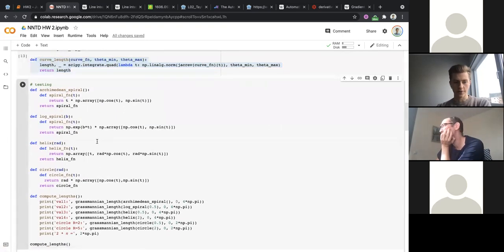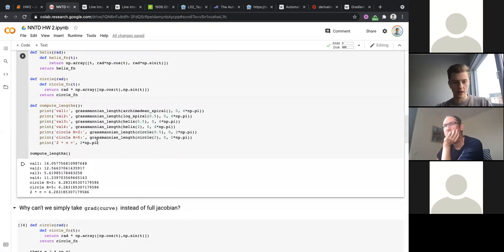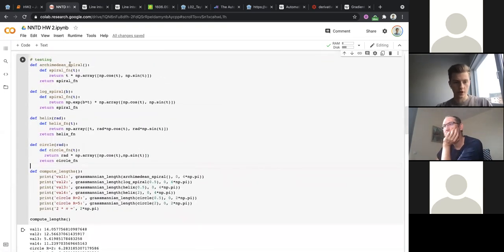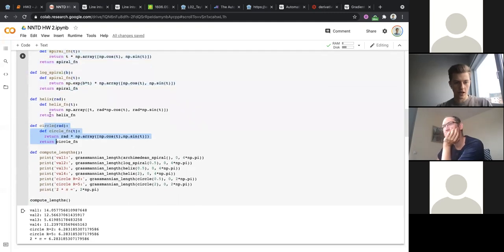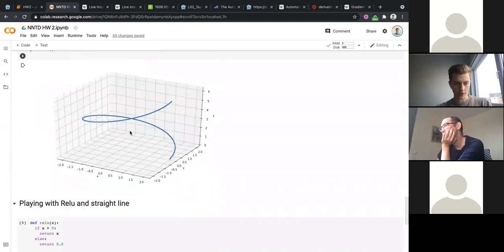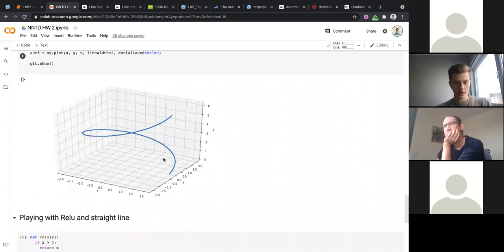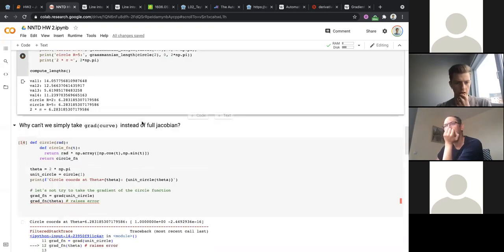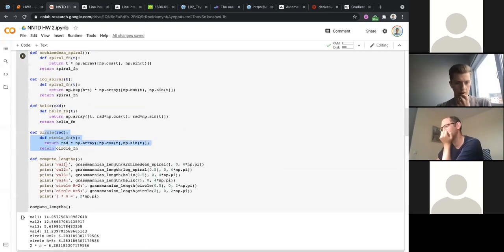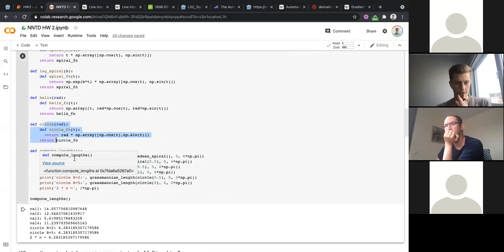So that was a lot of theory. In the end, we have some shapes here: some Archimedean spiral, log spiral, helix, and circle. I can show later how these look. You know how a circle looks, and I have a picture here of how a helix looks. It is basically also a spiral that goes in the direction of t, like a circle, but we also move in space.